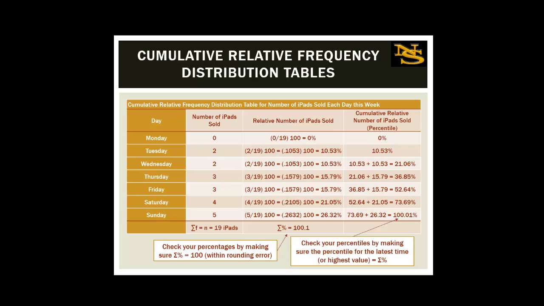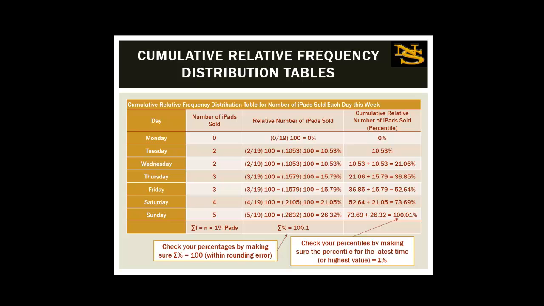Then when you get to the final value, you add the percentile for the next earliest value to the percentage for the value of interest right here. So the percentile for Saturday plus the percentage for Sunday, 73.69 plus 26.32 gives you 100.01%. So we can say that pretty much within rounding error, 100% of all iPads sold this week were sold Sunday or before, because that captures the entire week from Monday to Sunday.